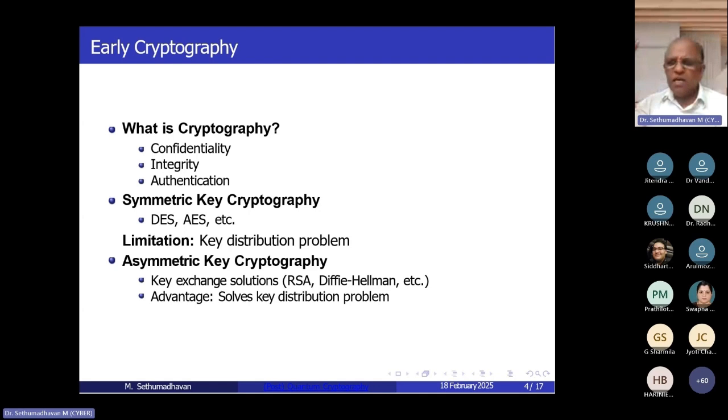RSA was developed around 1986. After that there were so many variations. You can see it has been 40, 50 years since RSA was developed, and still people are using RSA. In the case of symmetric crypto systems, still people are using AES. So these two are almost time tested.